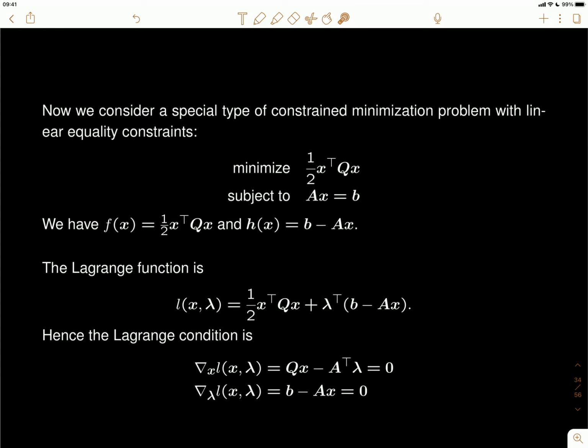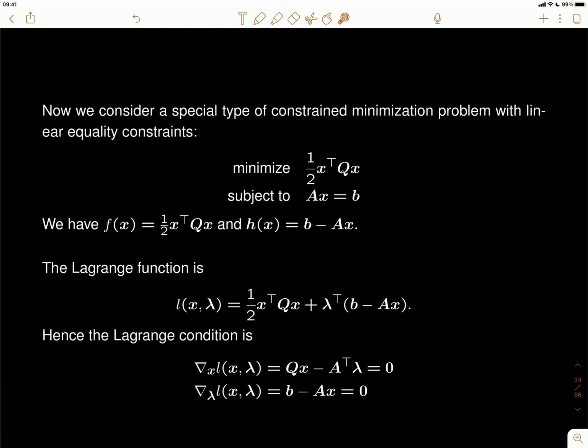Now let's consider another, a little special constraint problem that has many applications. So the problem is written in this general way, where we're trying to minimize this quadratic function with only the quadratic term here. You can have a linear term as well, that's easy to do in the derivation. But let's say we consider this case, where the constraint is Ax equals b. It's a linear equality constraint. So this is the f of x, right? And then this b minus Ax, I want this to be equal to 0. So h of x equals that. So again, it's minimizing f subject to h(x) equals 0.